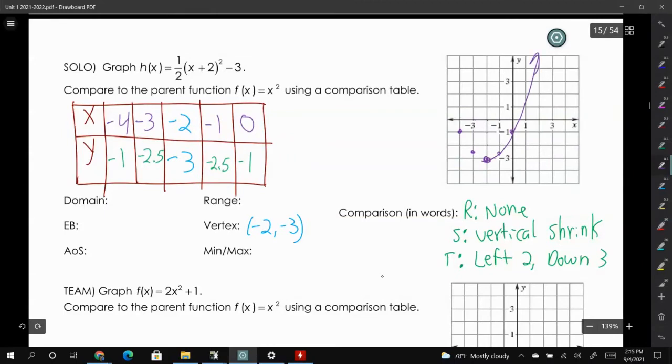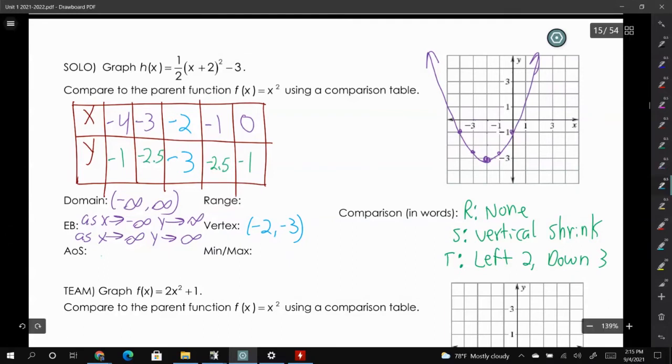So then my graph will look something like this. Domain, -infinity, infinity. And behavior, both ends are going up. So as x approaches -infinity, y approaches +infinity. And as x approaches +infinity, y is also approaching +infinity.